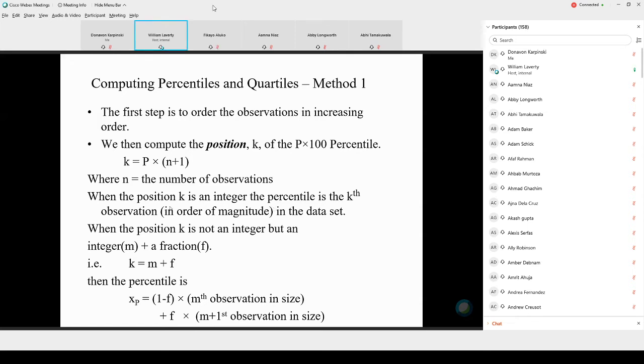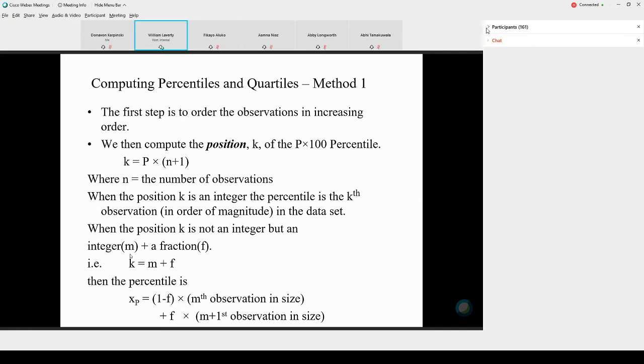Now, if the position is an integer, then the percentile is the observation that is in the kth position of the ordered data. It's the kth observation going from smallest to largest.